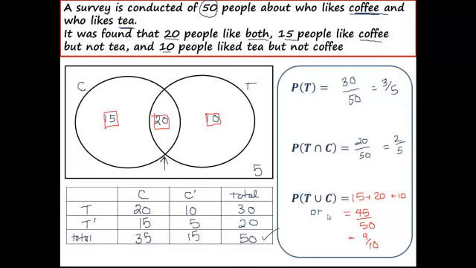You might have also seen that you could have done 1 minus 5 out of 50, because you could have looked at the people that don't like coffee or tea. So you might have seen that already. So that's the end of this lesson. We're just looking at how to put numbers into a two-way table and a Venn diagram, and then how to read the probabilities off of them.